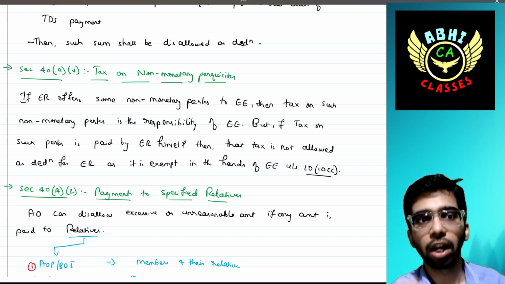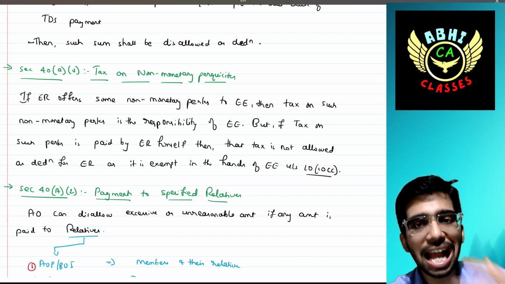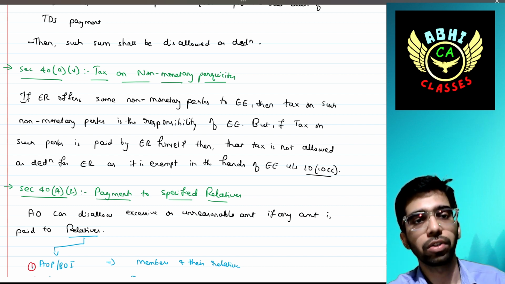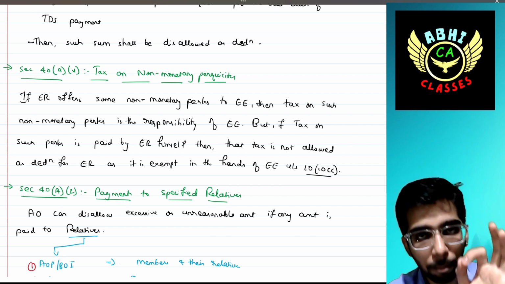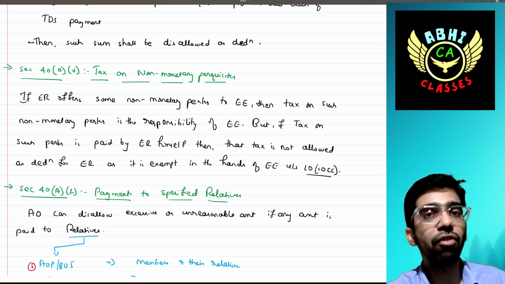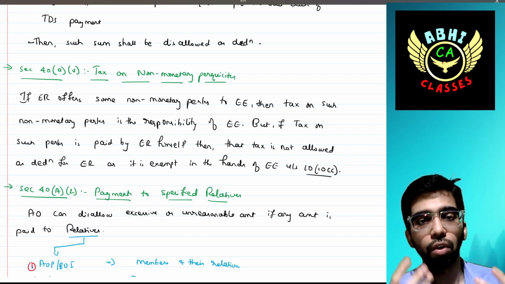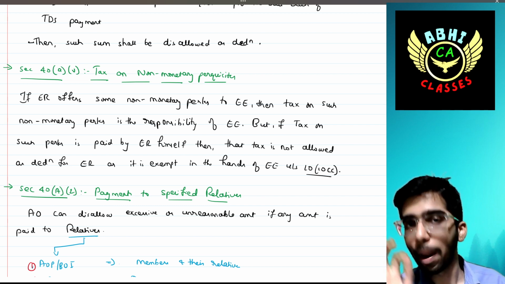If the employer offers some non-monetary perquisites to the employee, perks meaning perquisites, then tax on such non-monetary perquisites is the responsibility of the employee, because the employee has to bear such liability. It will form a part of his income, right? So for that reason, it will be taxed accordingly in the hands of the employee.